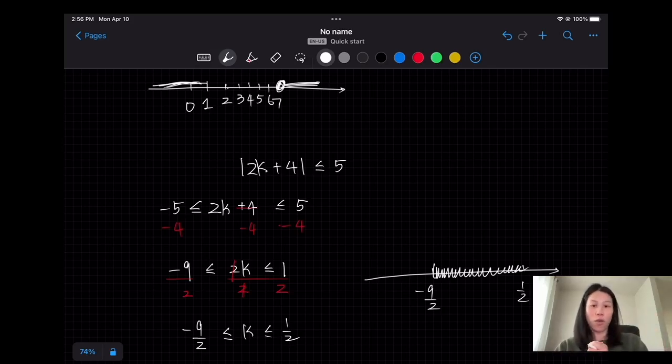Okay, so that's it for our absolute value function. Let me know if you have other questions.